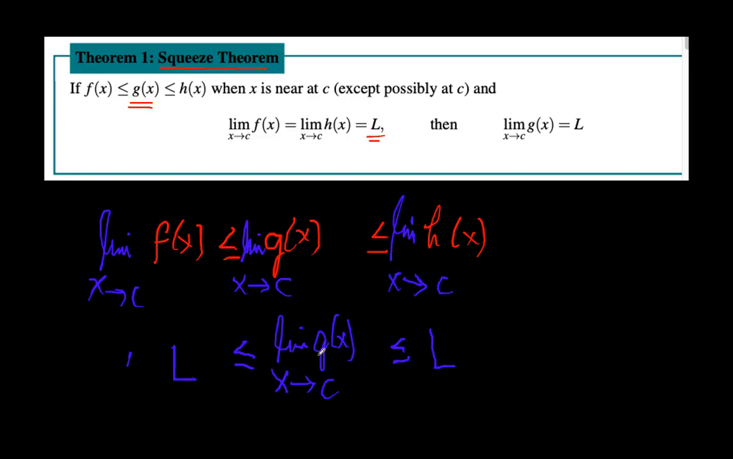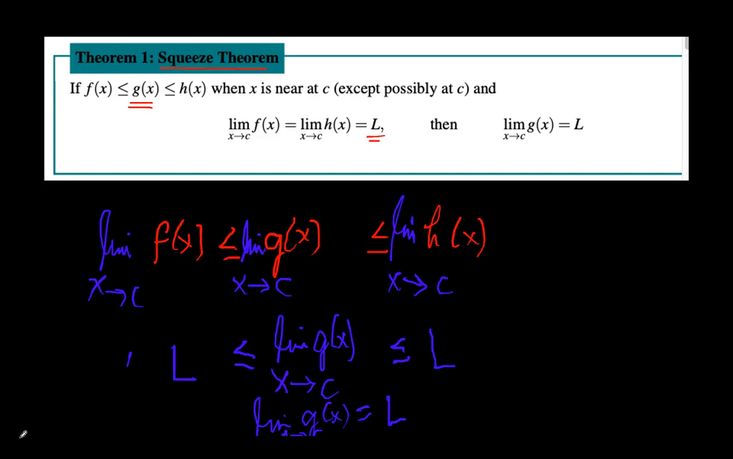Then since these two values are equal, we are so sure that the limit of the function g of x, which is quite hard to be evaluated or to be found out, is already equal to L. Since the limit of g of x must be between two L's, but L is equal to L, so therefore, the limit of g of x is equal to L. All right. So how do we illustrate that using a graph?